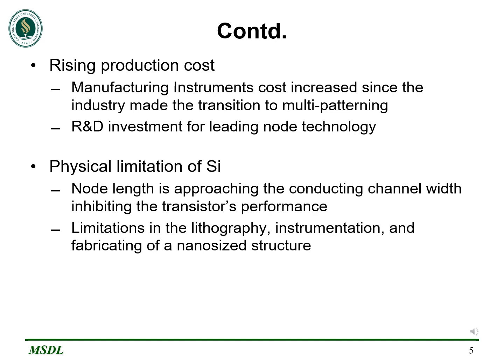Moreover, there are also physical limitations of silicon. For example, node length is approaching the conducting channel width, inhibiting transistor performance. There are also limitations in lithography, instrumentation, and fabricating nano-sized structures. All of these factors have contributed to the need to explore beyond silicon and find alternative materials that can overcome these limitations. This is where graphene, a 2D material, comes in as a promising candidate.